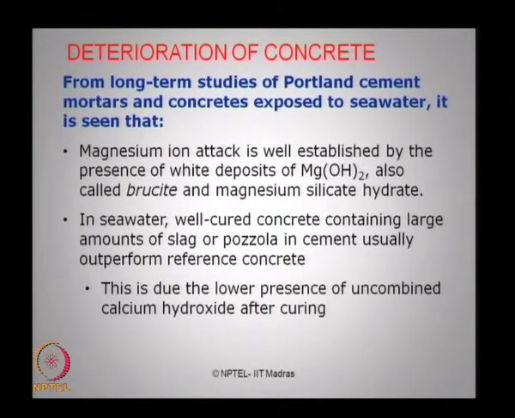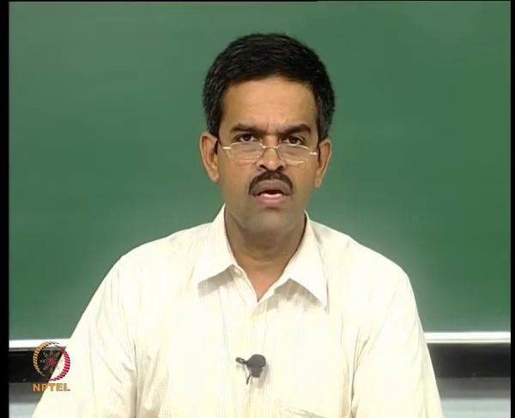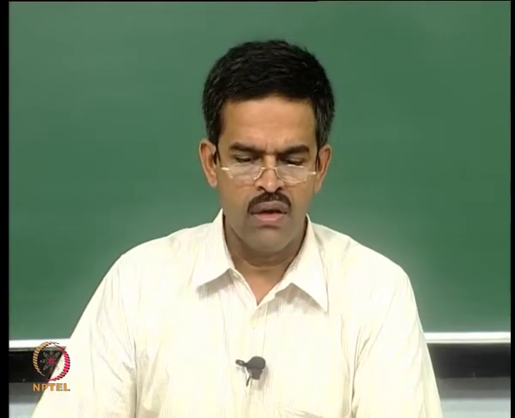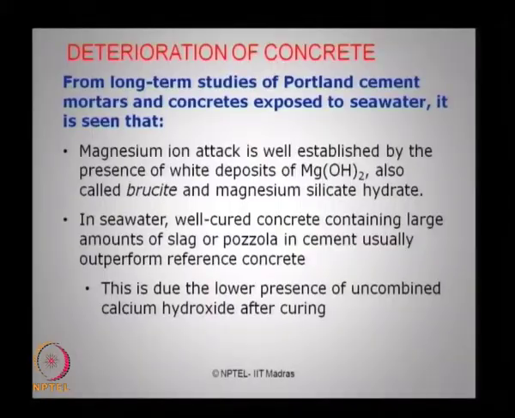Deterioration of concrete is one of the important events which is interesting for us to know: what are the reasons why concrete deteriorates under marine environment. For long term studies of Portland cement, mortars and concretes exposed to seawater, literature very clearly shows that magnesium ion attack is well established by the presence of white deposits of magnesium hydroxide, which is also called brucite, and magnesium silicate hydrates. So, research has been conducted on different white deposits which have formed on long term exposure to seawater, which clearly shows the presence of magnesium hydroxide or brucite and magnesium silicate hydrates.